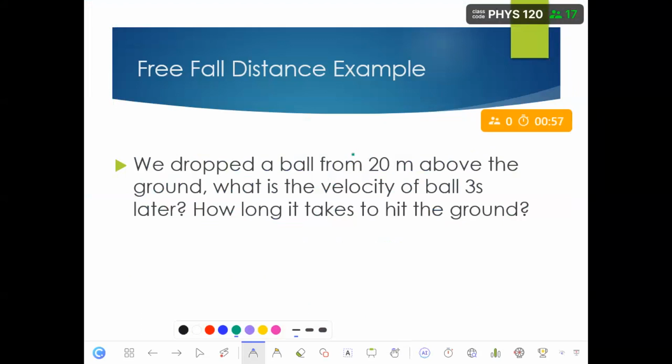Please work together. Everyone discuss, analyze this. Draw the situation and let's say, where is the ball right now? And 3 seconds later, what would be the velocity?